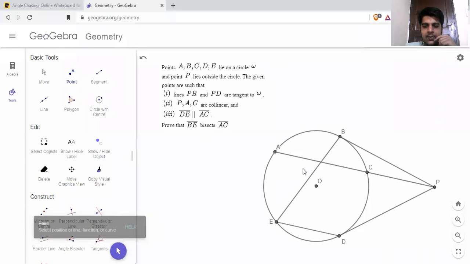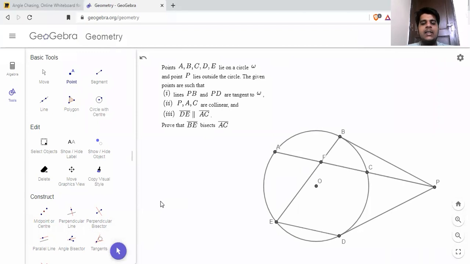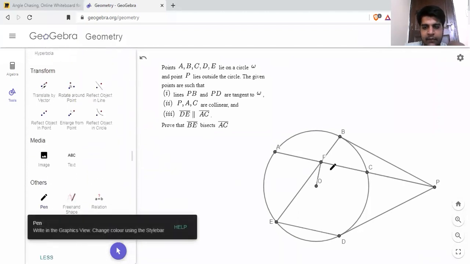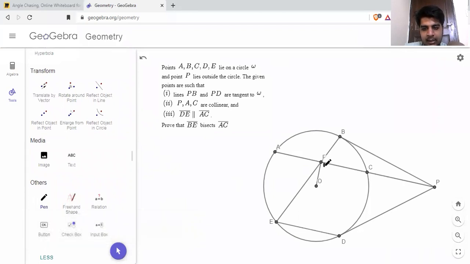So let's say this point is F, we have to prove F is the midpoint of AC. F is the intersection of BE and AC. So how do we do this? One property of midpoints of a chord in a circle is that if O is the center of the circle, then OF should be perpendicular to AC. So now, if let's say OF is perpendicular to AC, then angle OFP is 90 degrees. This is what we have to prove, right?